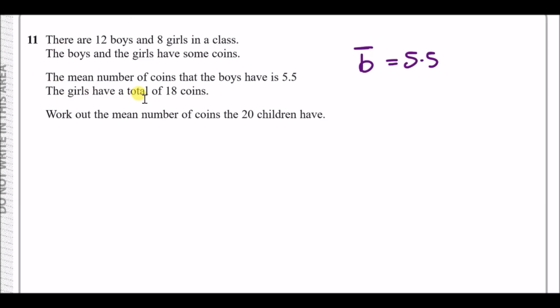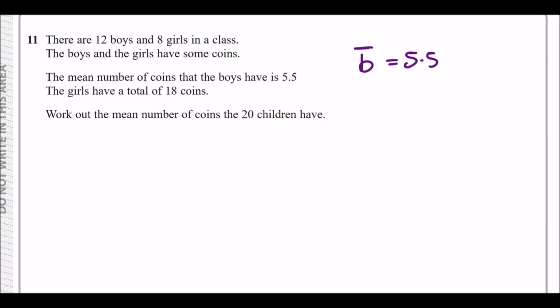Now the girls have a total of 18 coins. Notice that they never say the mean here. Work out the mean number of coins that the 20 children, i.e. all the boys and girls, have. Okay, so this is one of those examples of a weighted mean equation. Now there's a nice way to represent this.